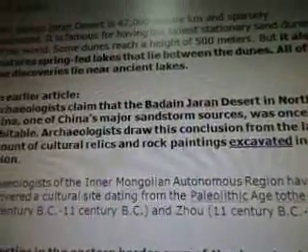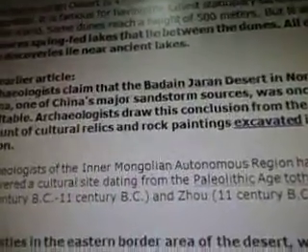There is more information. I'm not going to read it all. I'm just going to read bits and pieces of it. It also features spring-fed lakes that lie between the dunes. All of the discoveries lie near ancient lakes. An earlier article, archaeologists claimed that the Badain Jaran desert in North China, one of China's major sandstorm sources, was once habitable. Archaeologists draw this conclusion from the large amount of cultural relics and rock paintings excavated in this region.